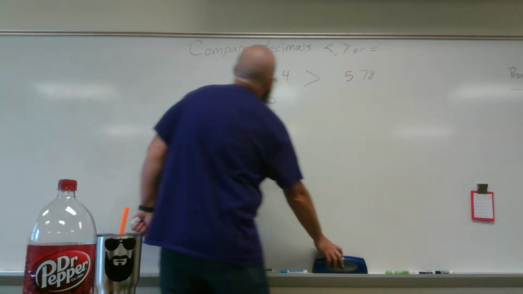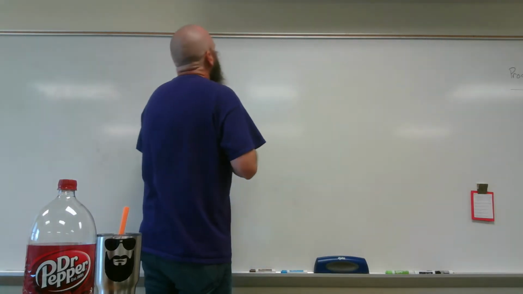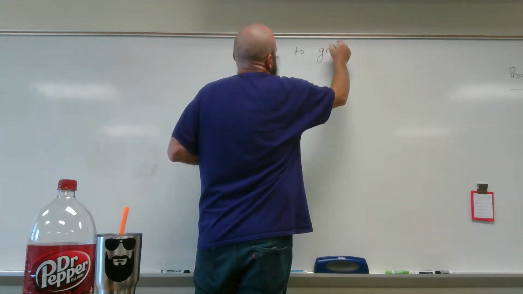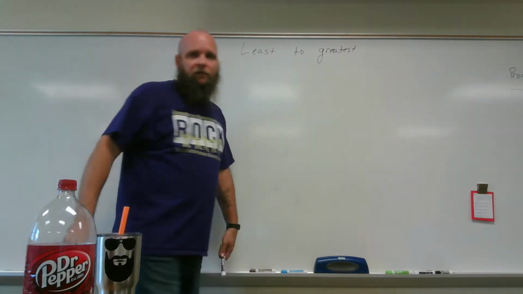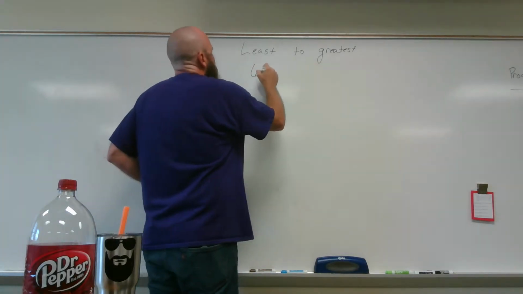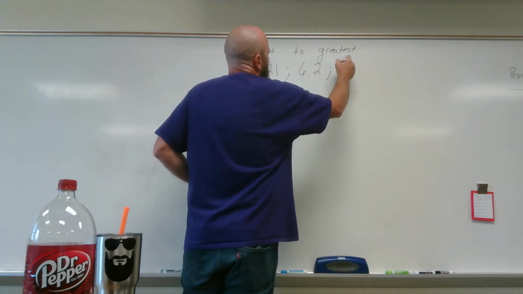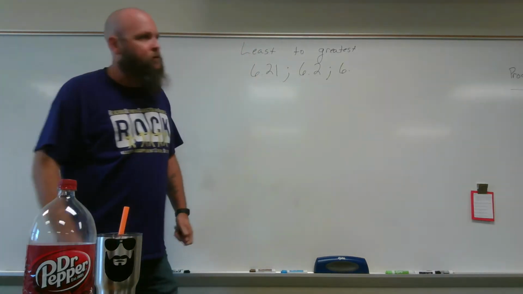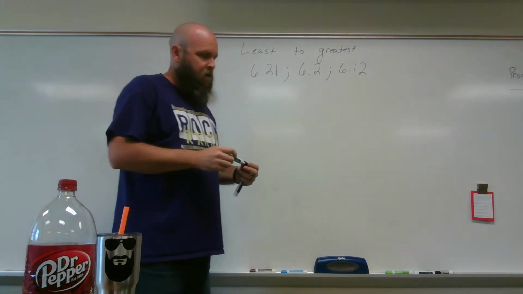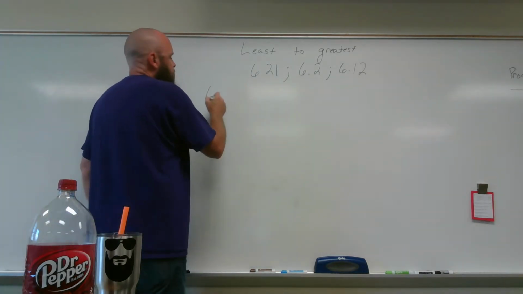Let's do some putting them in order from least to greatest and greatest to least. All right, so let's go least to greatest. They give us a set of numbers: 6 and 21 hundredths, 6 and 2 tenths, 6 and 12 hundredths. We're going to put these in order from least to greatest. To do that, I'm going to do the same process. Write them down, lining up the decimal points.